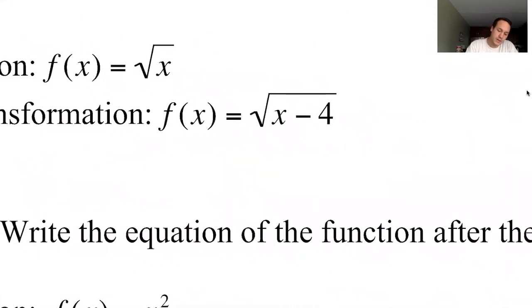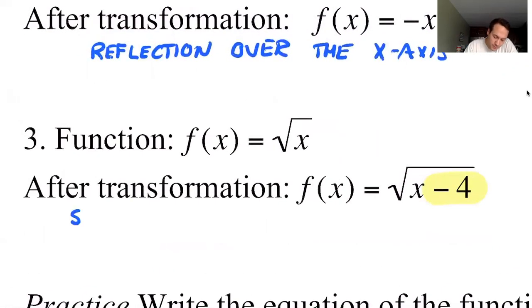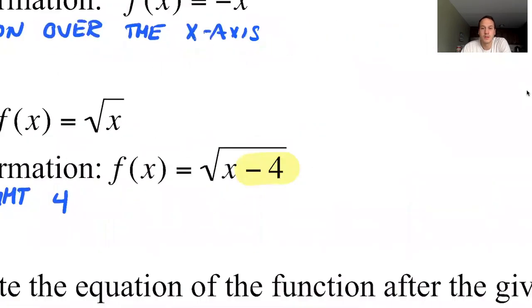If I take the square root of x, it now becomes the square root of x minus 4. I've only got the one transformation, right there. There's no reflections, no negatives on the outside, no negatives on the inside in front of x. So this is just going to be a shift. It's underneath that square root symbol, so that means it's going to be the opposite direction. This is going to be a shift of right 4, okay?